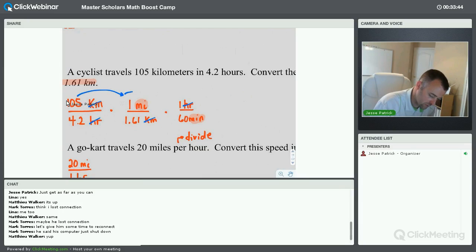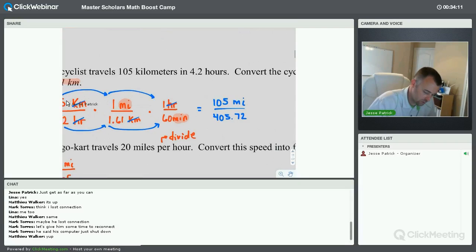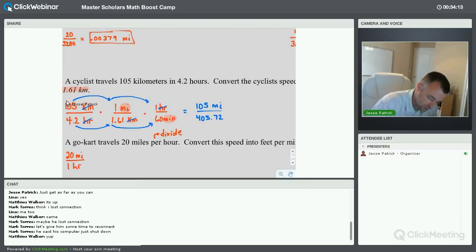So I'm going to now multiply everything. I'll go 105 times 1 times 1, which is 105 miles. On bottom, I have 4.2 times 1.61 times 60. I need some help with that one. 4.2 times 1.61 times 60 is 405.72. Feel free to always check my work, because if I accidentally type something wrong, I'm going to need you to save me.